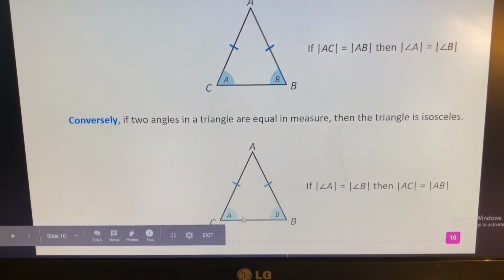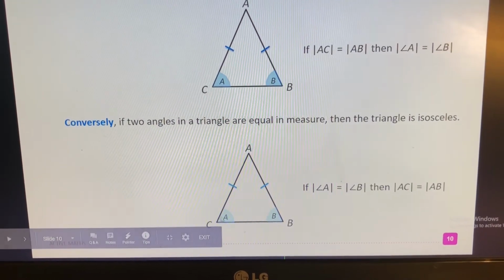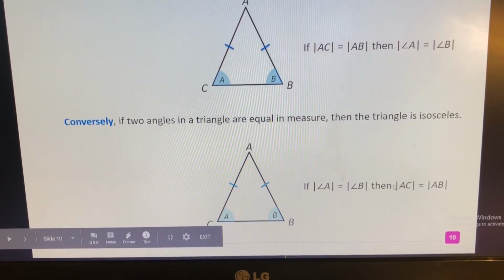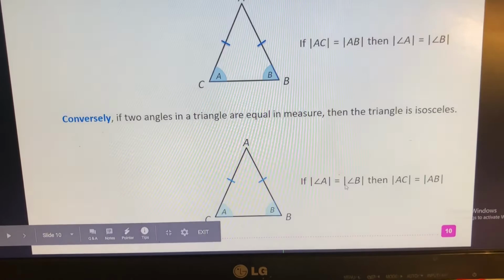Now, there we have it. There is the notation for the converse. If angle A, this angle inside a triangle, is the same as this one, then that implies that these two side lengths must be equal in measurement also.